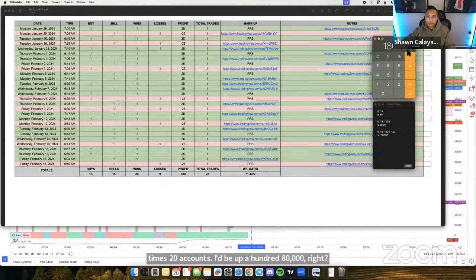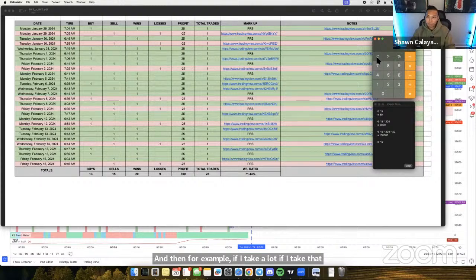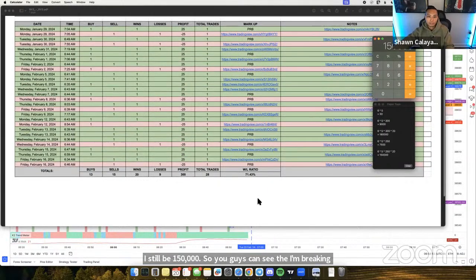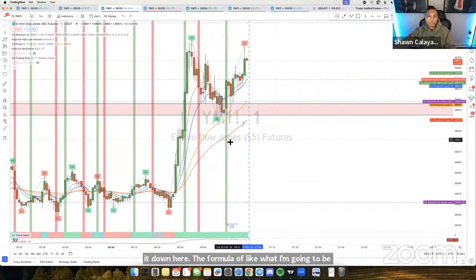So this is why I'm okay with eating losses here and there, because in the long run, the profits are going to add up. For example, if I took that loss today and incorporated it into this spreadsheet, so 6 times 5 times 250, I would still have 7,500 per account in profit times 20. That'd still be 150,000. So you guys can see I'm breaking down the formula of what I'm going to be doing for the next couple months, because just taking one trade a day is easier than looking for these smaller scalps, right?